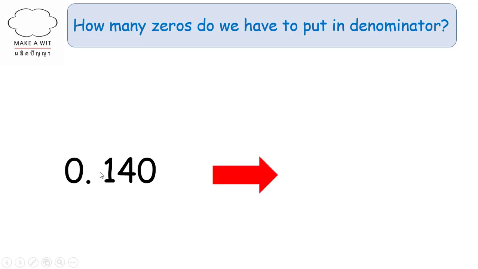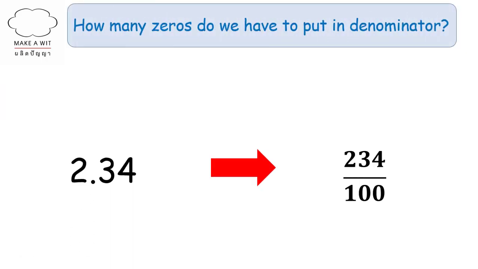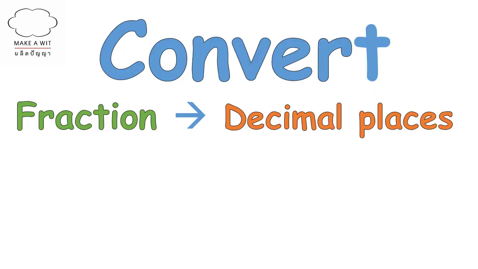Okay, and next one, to make it clear. How many zeros do we have to put in the denominator? After 0 we have 1, 2, 3. There are 3 decimal places, so we have to put 3 zeros. It equals 100 over 1000. Very good. So right now, again, 2.34 equals 234 over 100. Oh, very easy, right?